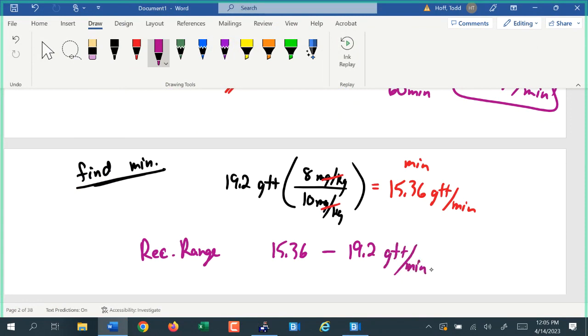drops per minute. And as we mentioned, the 20 drops per minute is slightly above that range, but it's pretty close. So it might be just the doctor was rounding off. Chances are that's within the safety margins. But once again, you'd want to contact the doctor and say, hey, this is what I calculated the recommended range to be. Do you want to stick with the 20 or do you want to adjust it a little bit to be in that range?